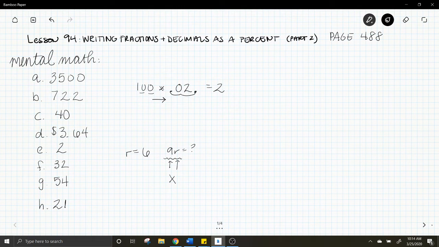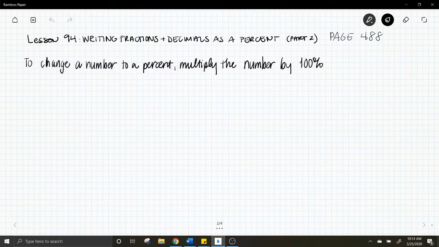So we're going to jump into our lesson now, writing fractions and decimals as percents. Make sure you're following along. We're on page 488. I wrote this out here: to change a number to a percent, and you'll see this at the bottom of page 488, you can just multiply the number by 100%.